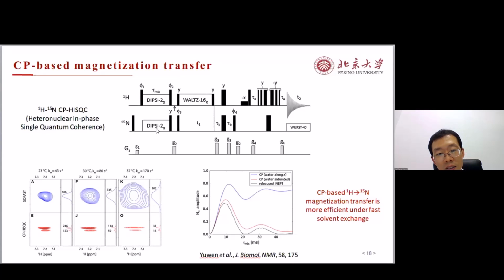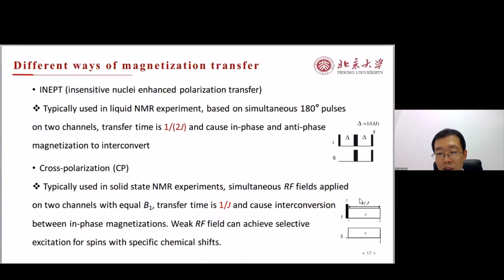Maybe just the setup is a little more difficult, because in INEPT you just have a single pulse to apply, but in CP you have to make sure the power on two channels is identical, and there is the heating issue, so maybe people don't quite like it. Also the duration is longer, because in CP there is a transfer between in-phase magnetizations. But sometimes you don't really need to transfer from in-phase to in-phase. You can have only one half of the duration of CP.